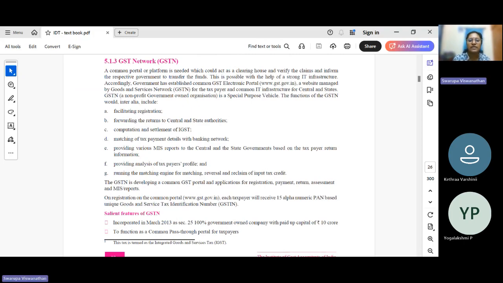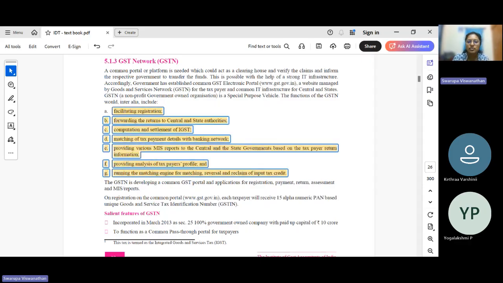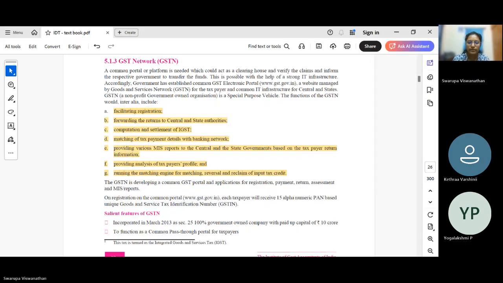So what do they do? They facilitate registration, they forward the returns to central and state authorities, compute and settle IGST, okay, matching of tax payment with the banks. So they provide the entire IT infrastructure that is required for administration of GST. Again, these pointers are important, you will have to note them down before your exam. Just go through these pointers.